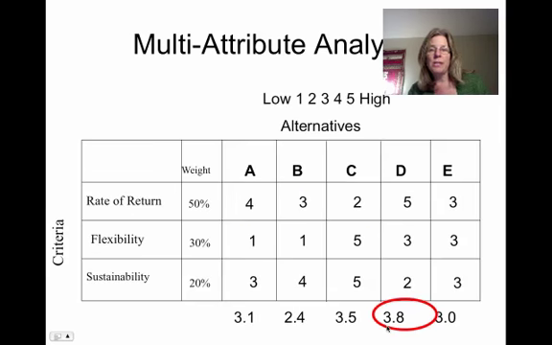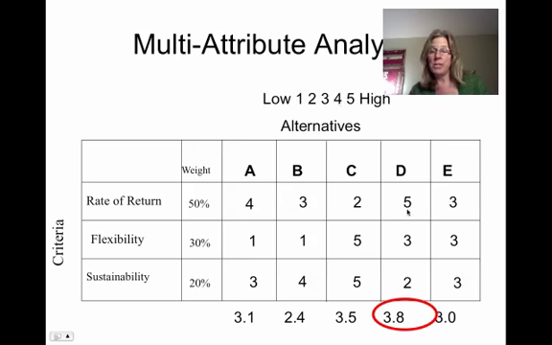We can also take that one step further and do a scoring system with weighting. In this case, I think this is more like the analytical hierarchy process, where we put a weight on it: 50% of our decision, we really care about the rate of return. 30% is on flexibility and 20% on sustainability. These have to add up to 100%. Then we score this, and we say alternative A is a 4, in this case sort of medium high on the rate of return.